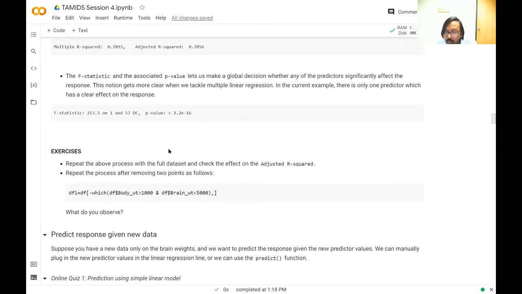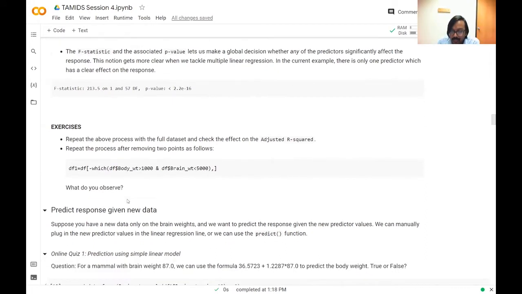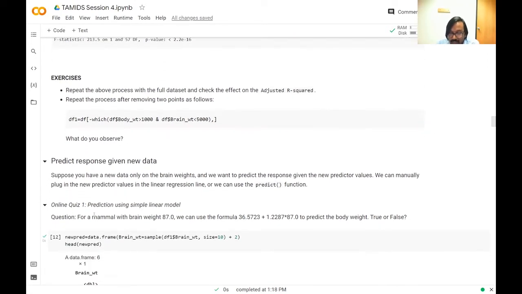Next, we are going to focus a bit more on the prediction. For the prediction, we have talked about the fact that the predicted value is the guess of the intercept term plus the guess of the slope term times the predictor value. We can also use the predict function, but for now, a little quiz for you. Try to predict using a simple linear model. For a mammal who has a brain weight of 87, can we use the formula 36.57 plus 1.22 times 87 to predict the body weight?